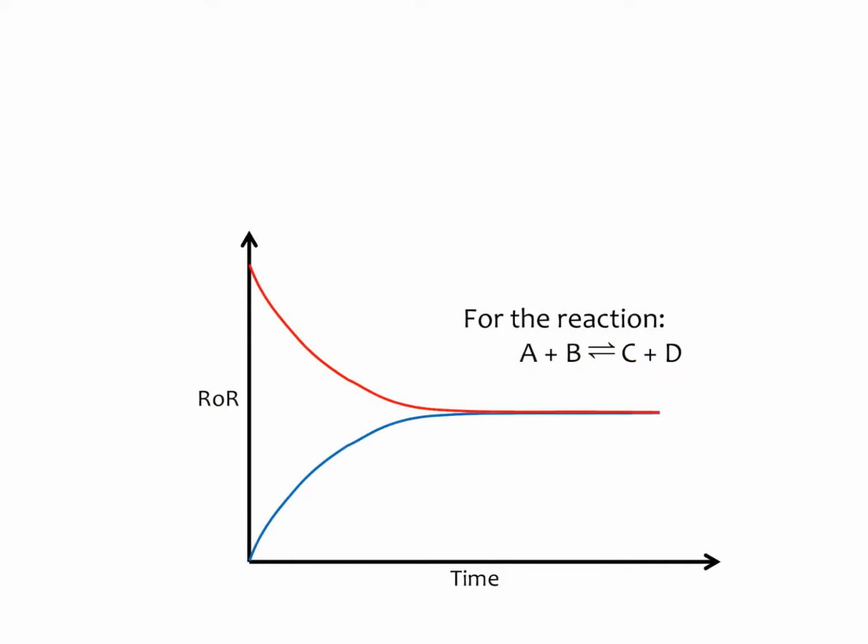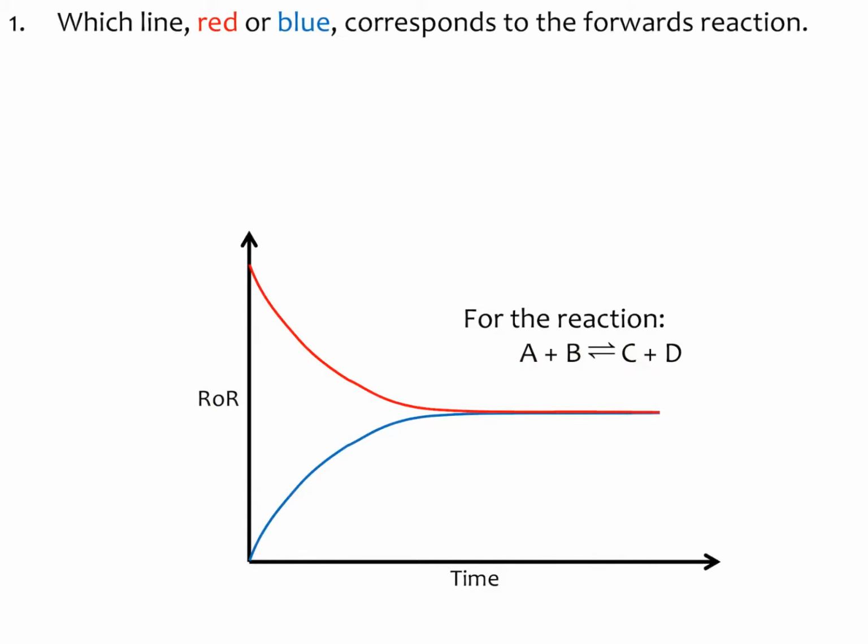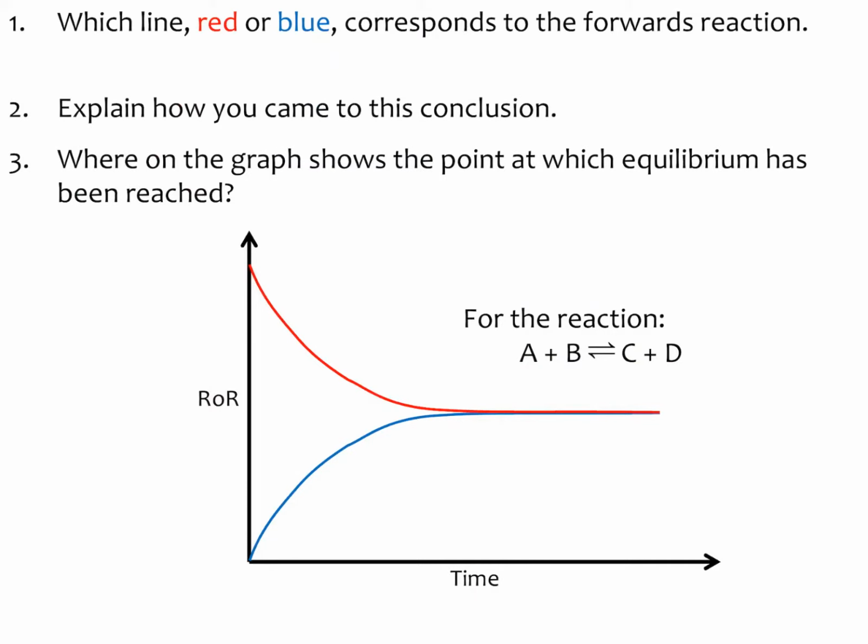Now we can represent equilibria using graphs, and here's a very simple example showing the rate and time for a reaction A plus B forming C plus D in a reversible reaction. And I've got a couple of questions for you. Number 1, which line, the red or blue, corresponds to the forwards reaction? Number 2, explain how you came to this conclusion. And number 3, whereabouts on this graph shows the point at which equilibrium has been reached? So pause the video and have a think through those questions.